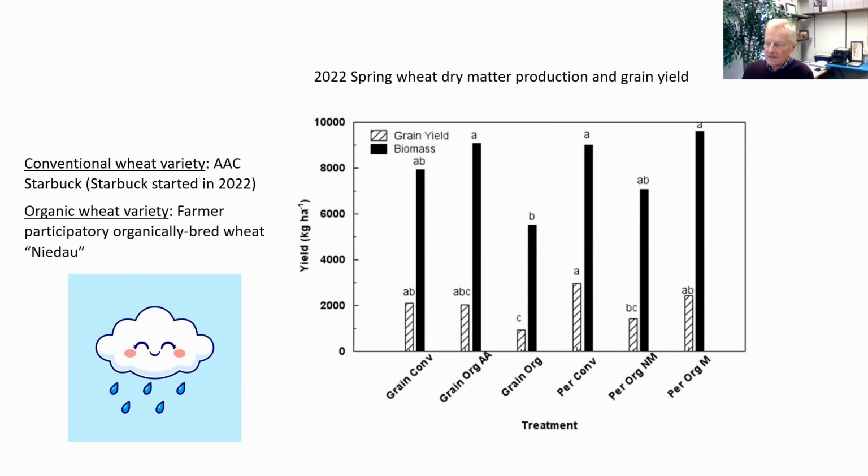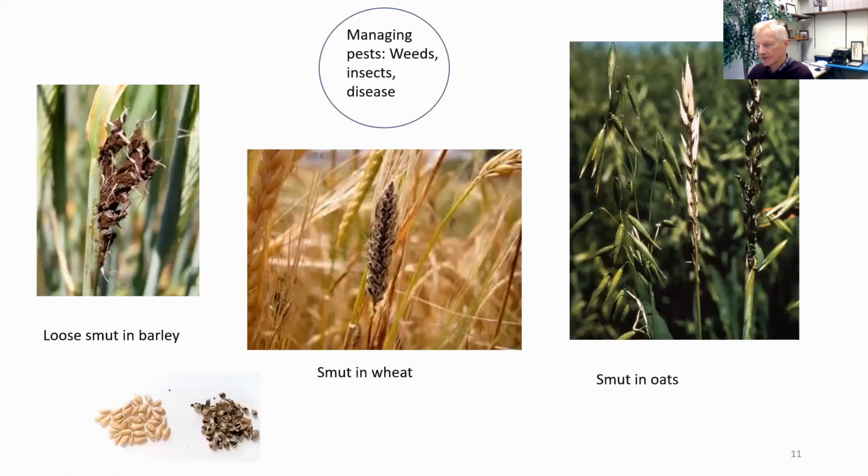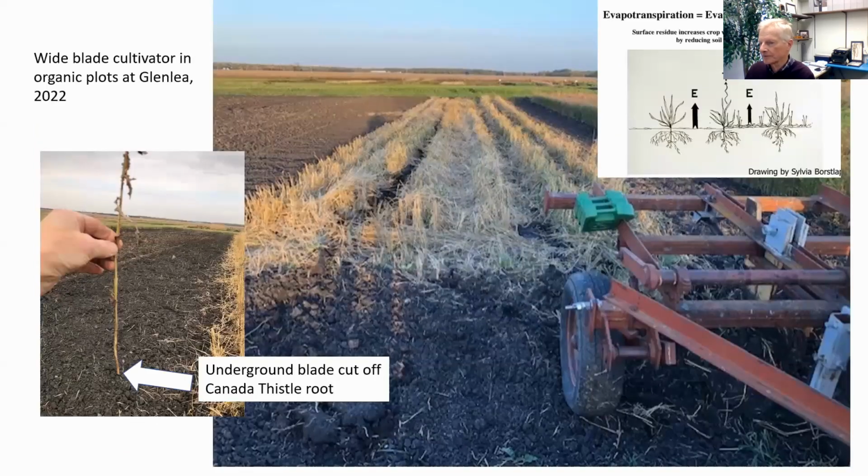So I think what we're starting to see is I'm really happy that we put the PPB lines into the Glenley rotation, because if we would have put Starbuck or AAC Brandon into the organic, we would have disadvantaged it. Now, we do have some challenges in organic, and that is seed-borne diseases. We are suffering from some loose smut in our wheat, and cleaning that up is challenging. We have to be really careful of the seed source because we had a little bit of smut in the HRE, and I just want to point that out.